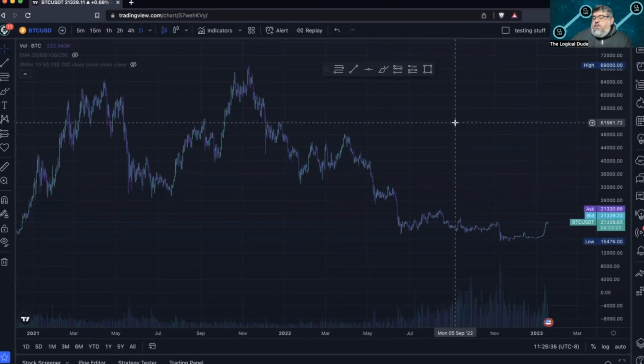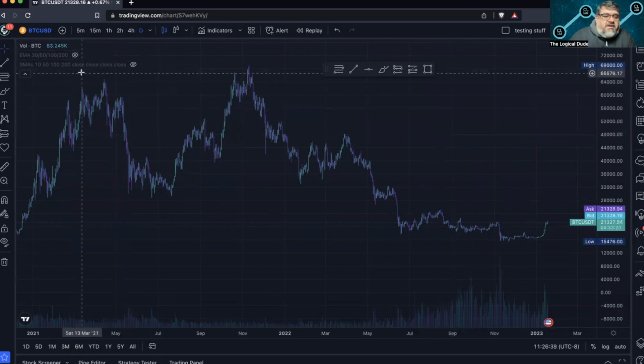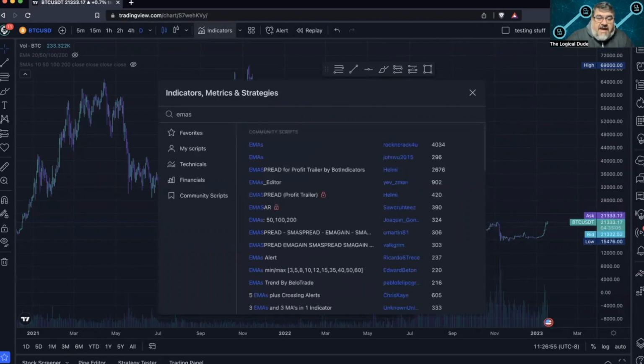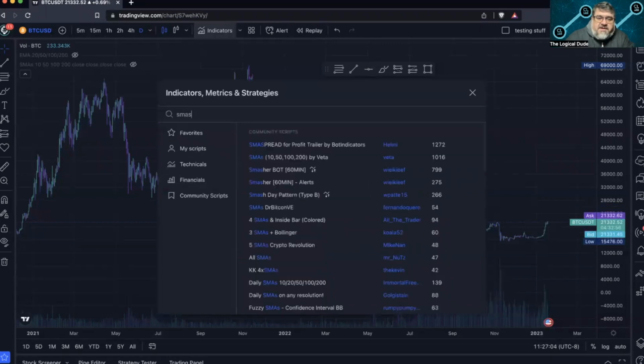Over here on our Bitcoin chart, you're going to see we are on the daily time frame. I've already pulled up two different indicators. You're going to be able to do that by going to indicators, and what I like to use is the EMAs. So I type in EMAs, and I use this one right here, this top one. I actually need to favorite that. And then I also type in SMAs. These are community scripts, not TradingView made.